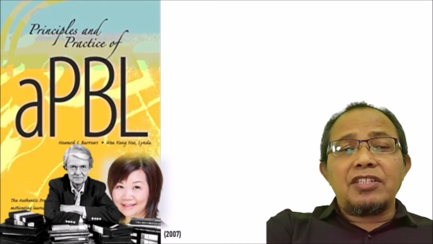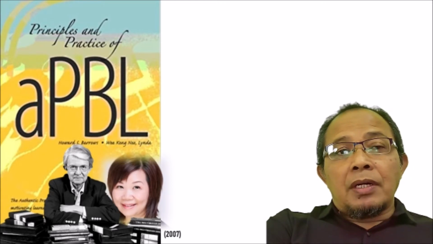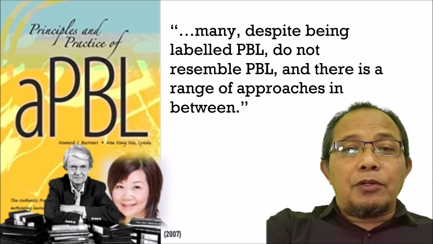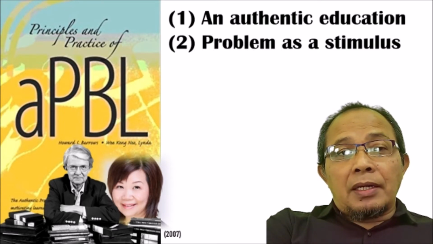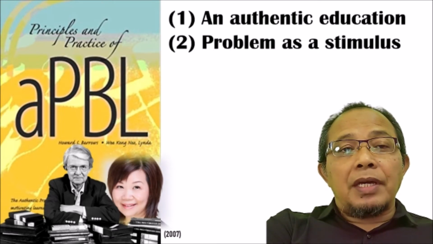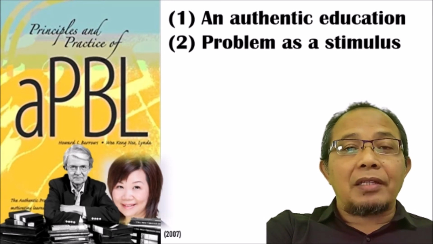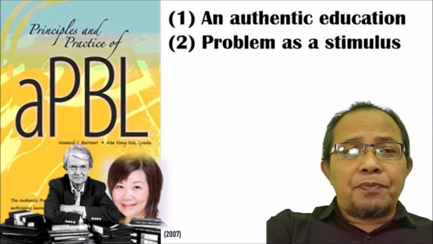In the last 2 decades, this issue was already discussed among PBL experts and scholars. The term PBL was employed to feature a learning approach where the learners work with problems. However, according to Barrows and Linda, many, despite being labeled PBL, do not resemble PBL, and there is a range of approaches in between. And Barrows and Linda therefore proposed the term APBL, or authentic problem-based learning, to reflect two main characteristics of PBL. One is authentic education, and two is a problem as a stimulus.